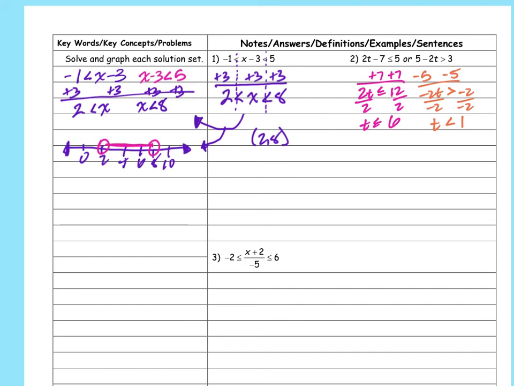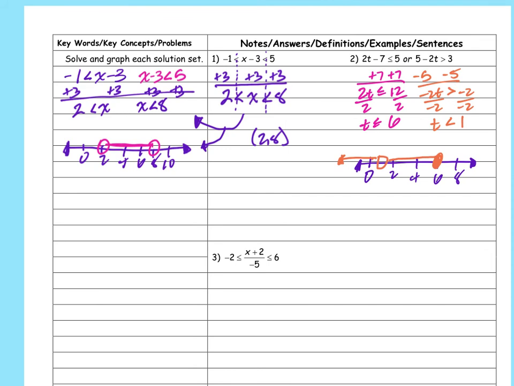So then I'm going to graph this. Let's see, what do we have here? We have 1 and 6. So I'm just going to do 0, 2, 4, 6, 8. And it's closed at 6, and it's open at 1. T is less than or equal to 6, and T is also less than 1.